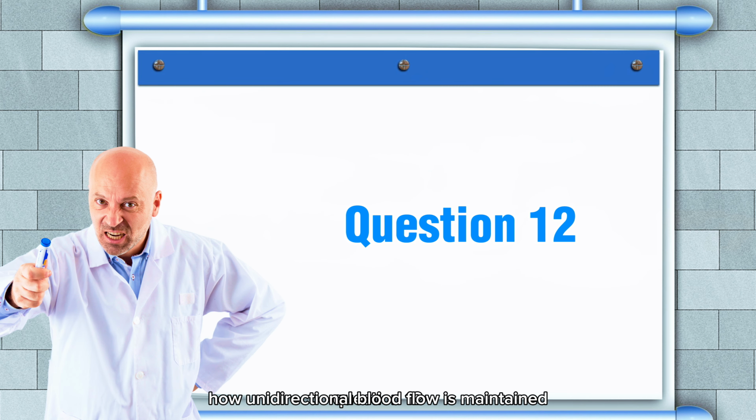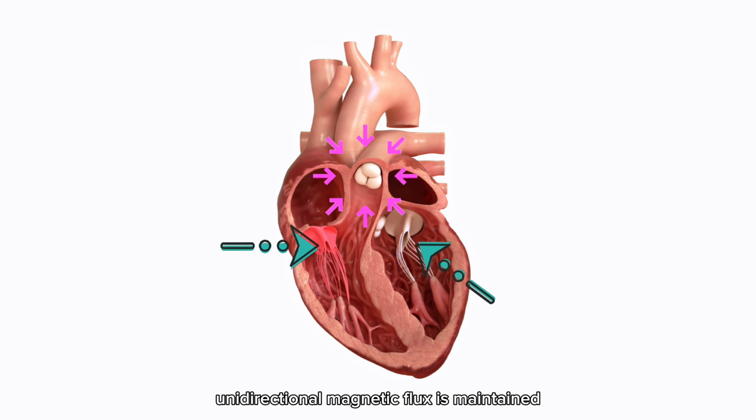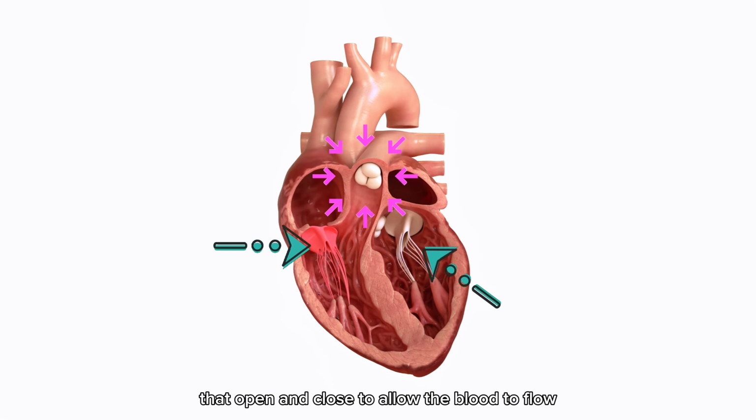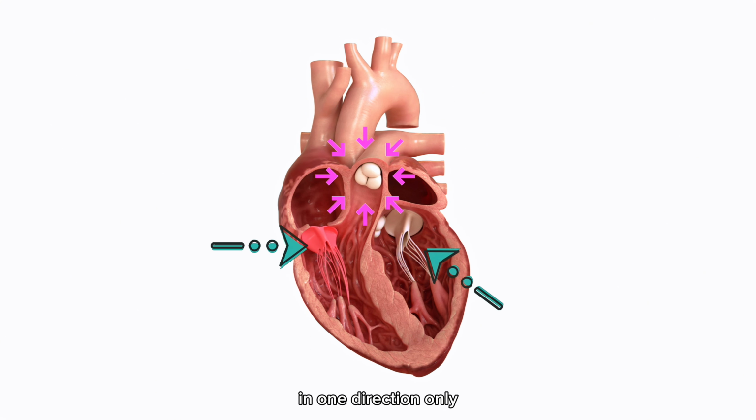Question 12. How is unidirectional blood flow maintained? In the heart, unidirectional blood flow is maintained thanks to heart valves that open and close to allow the blood to flow in one direction only.